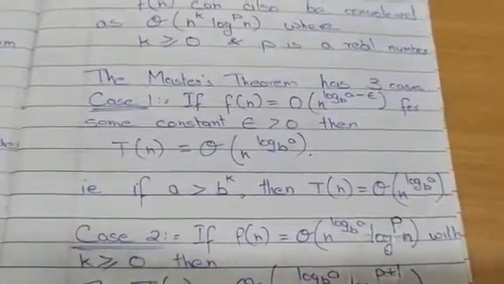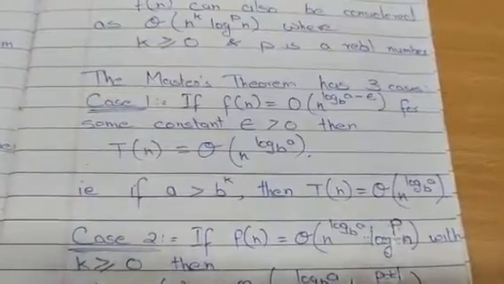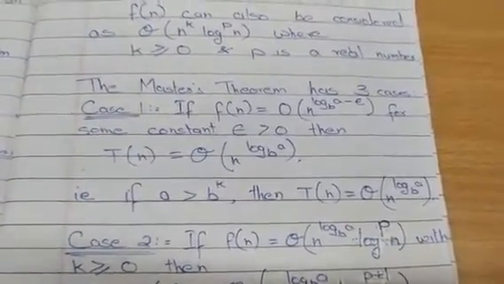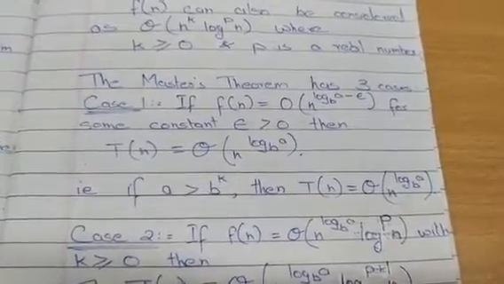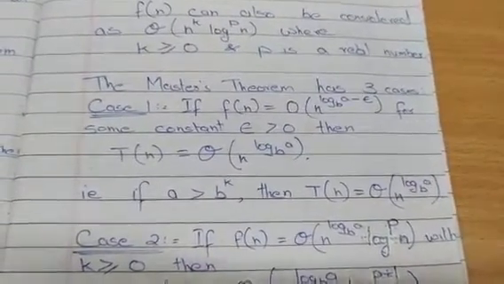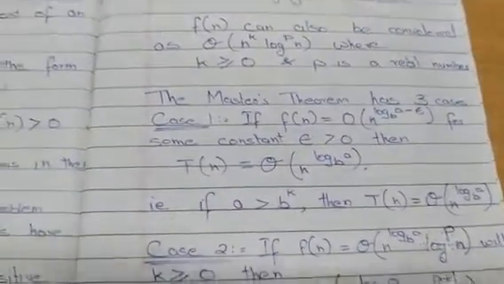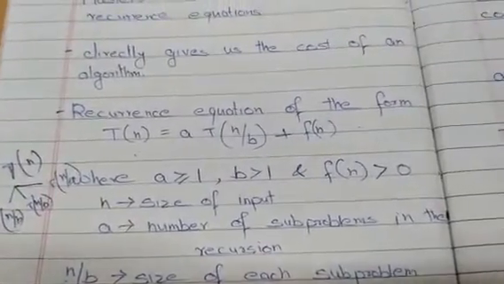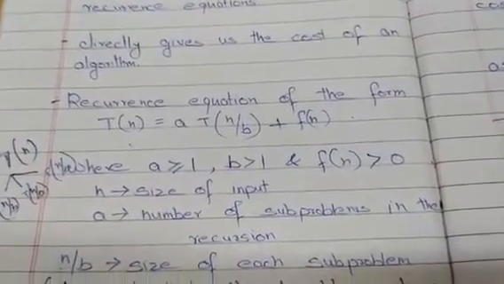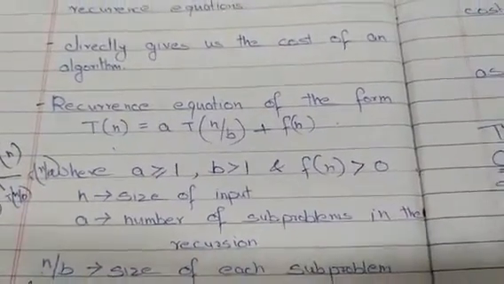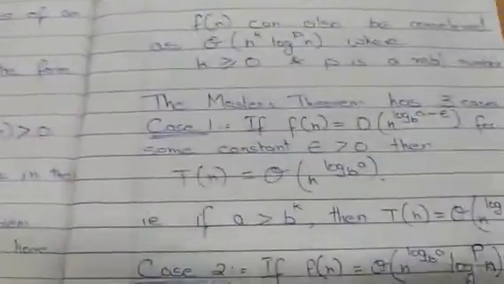It can be put in another way also, in terms of that k. If a is greater than b^k, then T(n) = theta of n^(log a to the base b). That means a, b and k are values from these equations. a is how many sub-problems it divides into, b is what n is divided by. This is the case.